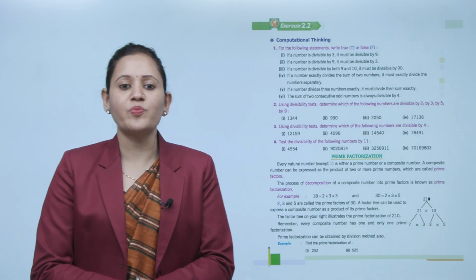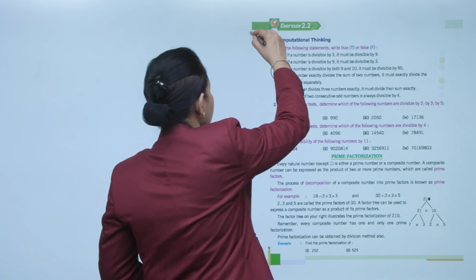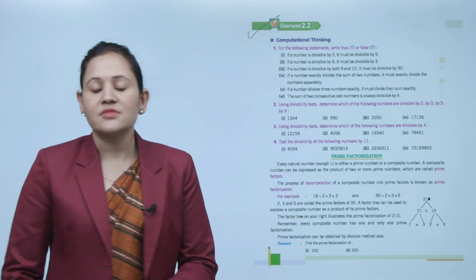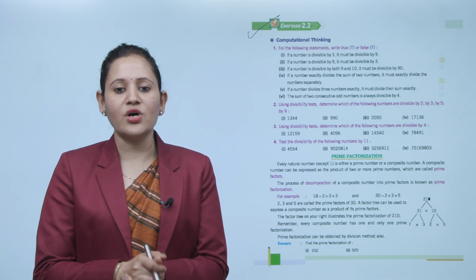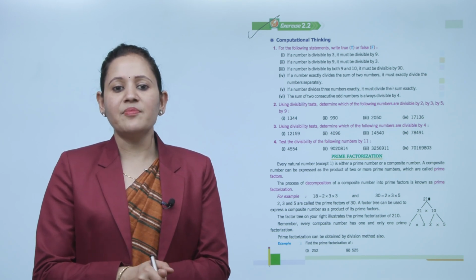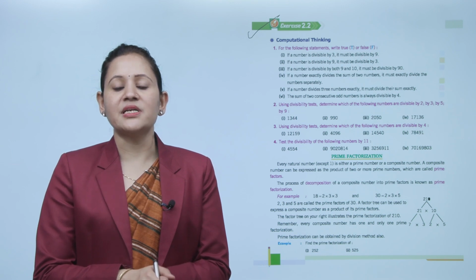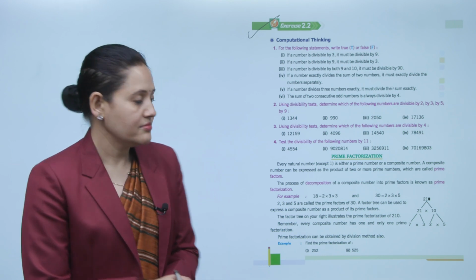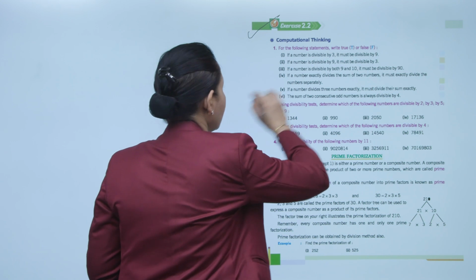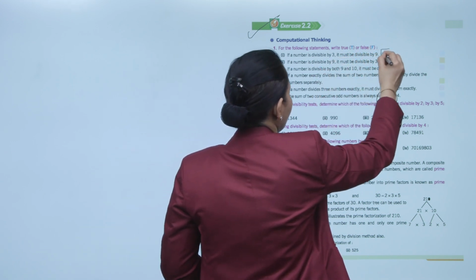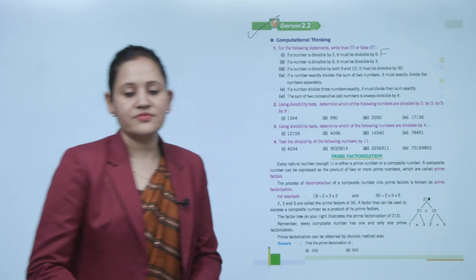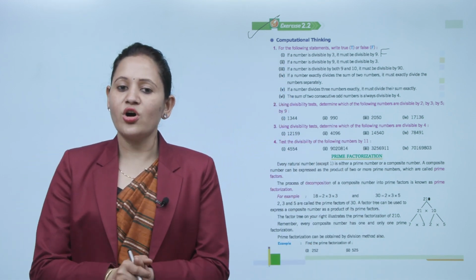Next is exercise 2.2. Computational thinking. For the following statement, write T for true and F for false. If the number is divisible by 3, it must be divisible by 9. That is false. Clear? So practice all the questions.